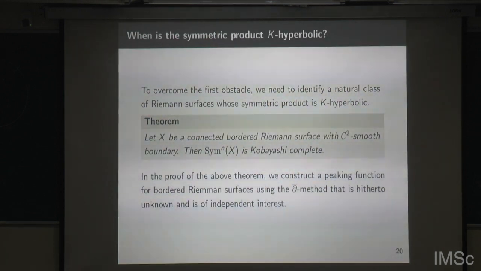So I'll just briefly explain how we overcame the obstacles. The first one is fairly straightforward. We just identified a natural class of Riemann surfaces for which it is true that the symmetric product is hyperbolic. So if X is a connected bordered Riemann surface with C2 smooth boundary, then the symmetric product is Kobayashi complete. For the proof, we constructed some special peaking functions on a bordered Riemann surface using the del bar method, and this itself seems to be new, and I think that this result itself is of independent interest.